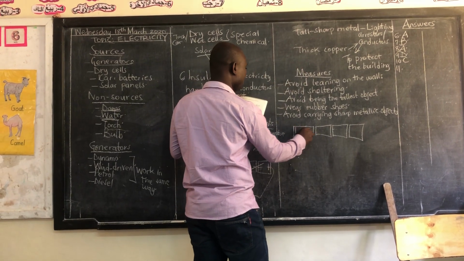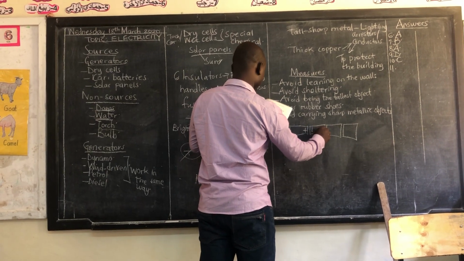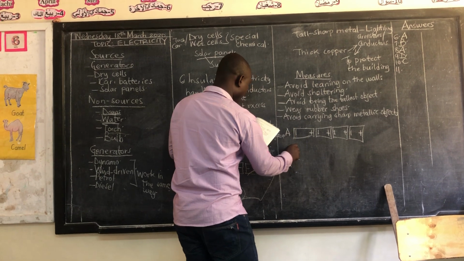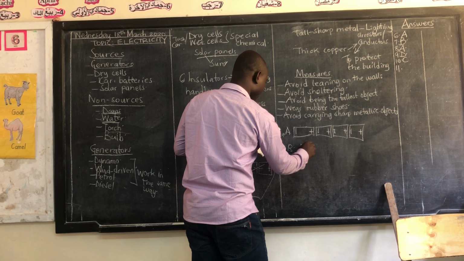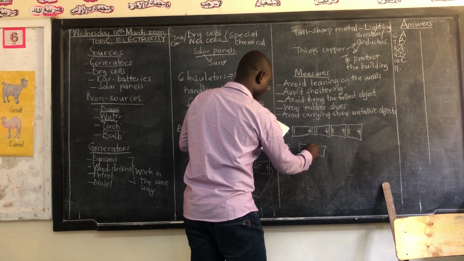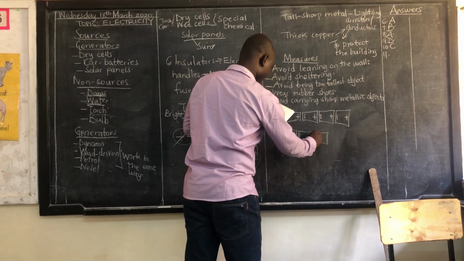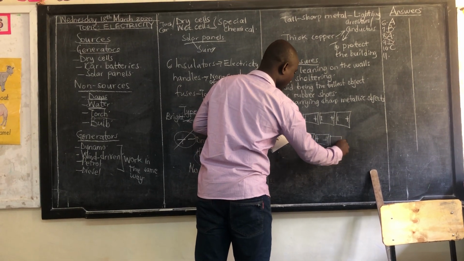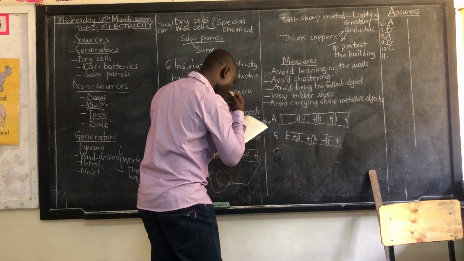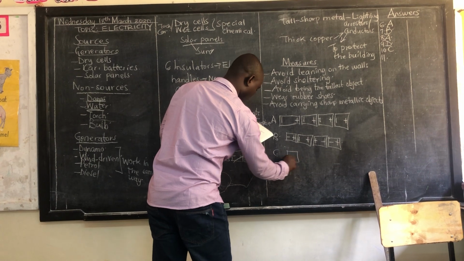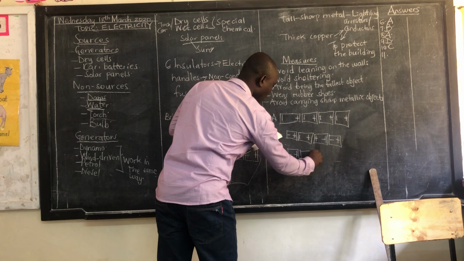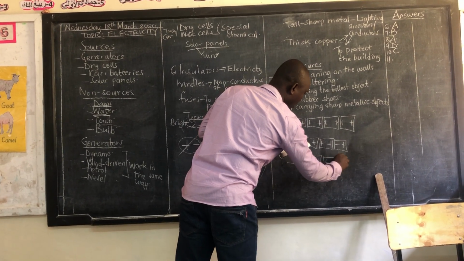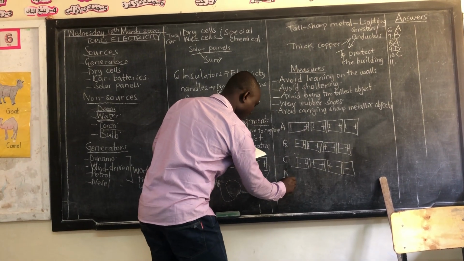In the first one, we have negative, positive, negative, positive, negative, positive, negative, positive. This is the first arrangement, A. In B, we have negative, positive, then negative, positive. The other one, positive, negative, then negative, positive. In C, we have negative, positive, positive, negative, positive, negative, then negative.